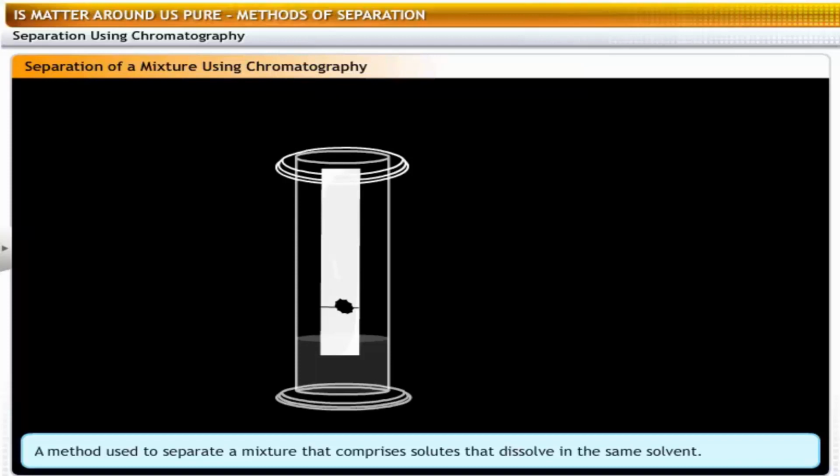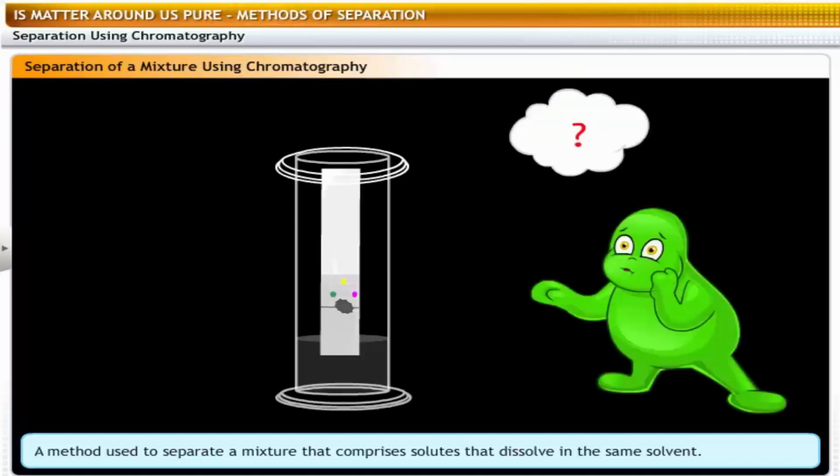Don't disturb the jar. You will see that the water rises up the filter paper. But why are there different colored spots on the paper strip?